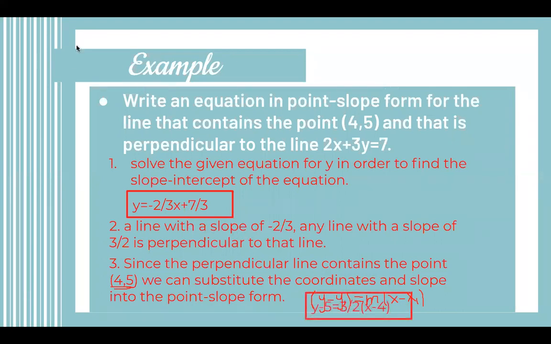So our equation, plugging it into point-slope form, gives us y minus 5 equals 3/2 times x minus 4. And that's exactly what we have, because the perpendicular slope to that line is 3/2, and we just plug in the points directly into point-slope form. How nice is that?